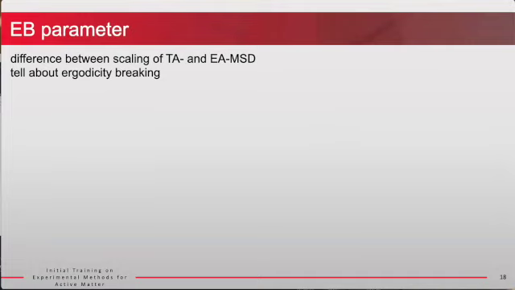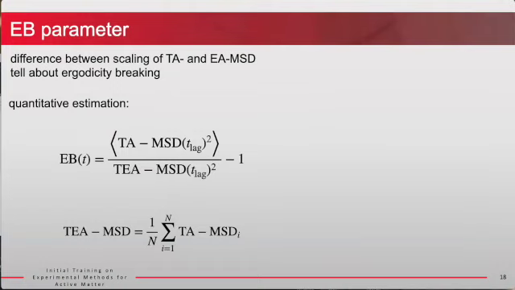This is a possibility, but a more quantitative way of doing that corresponds to the calculation of the so-called ergodicity breaking parameters. The ergodicity breaking parameter tells something about a concept that we described earlier, which is the fact that in a non-ergodic system, the time average mean square displacement is a random variable no matter how long the trajectory is.